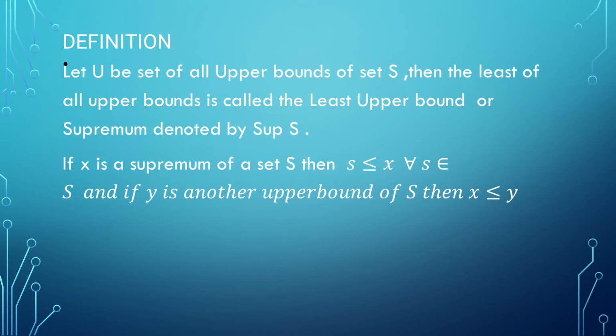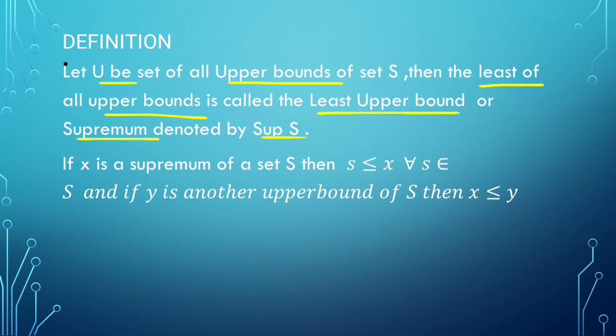Let U be the set of all upper bounds. If you take all upper bounds of S and group them in a set, that set is what we call U. The least of all upper bounds we normally call the least upper bound, or supremum, which is denoted by sup S. So we take all the upper bounds, and the smallest of them all is the supremum of that set.